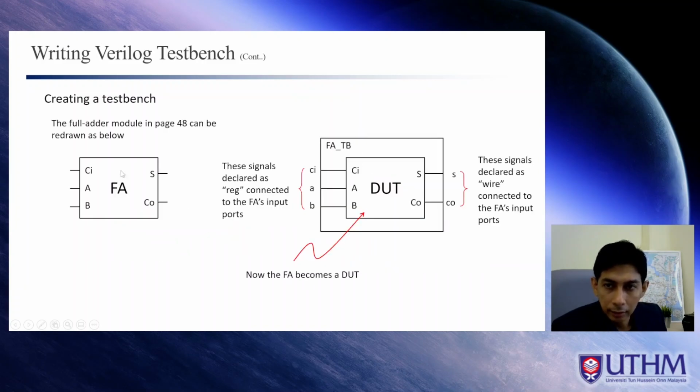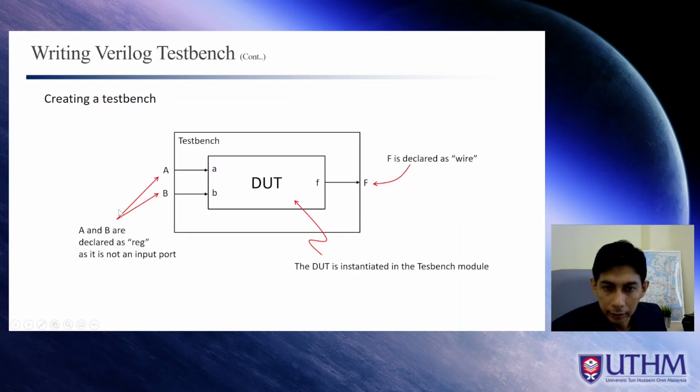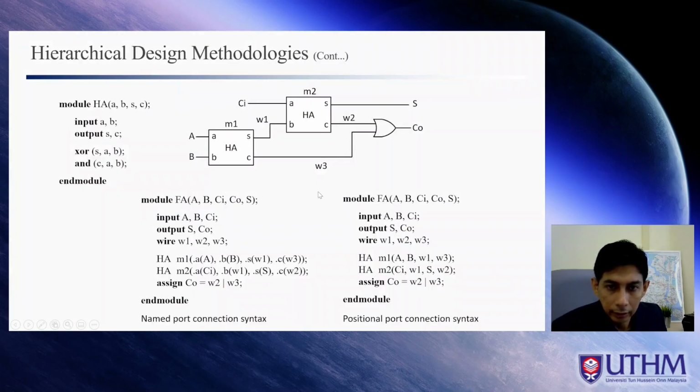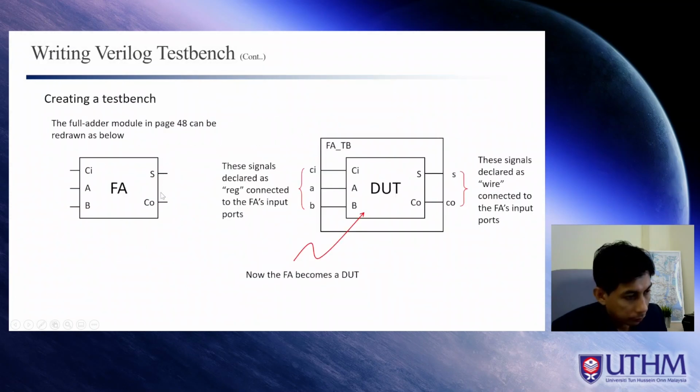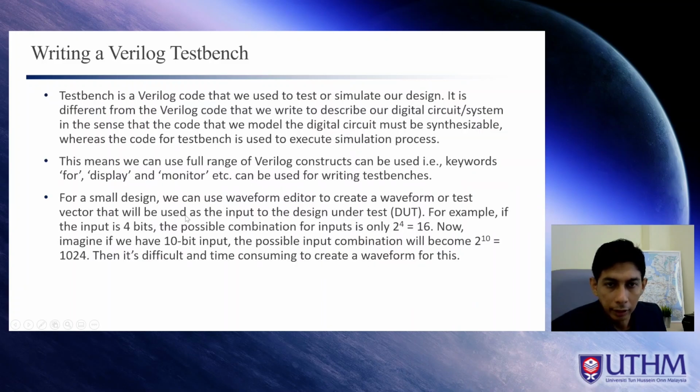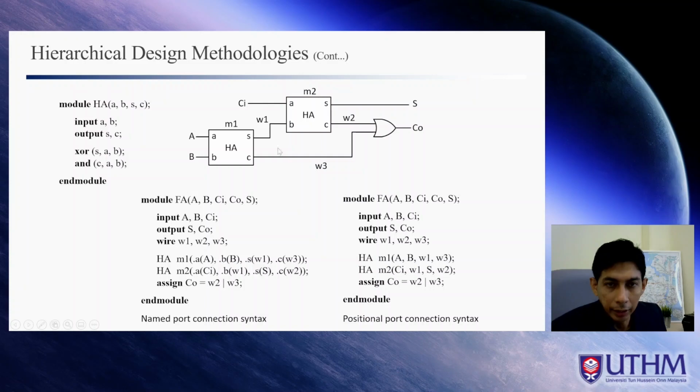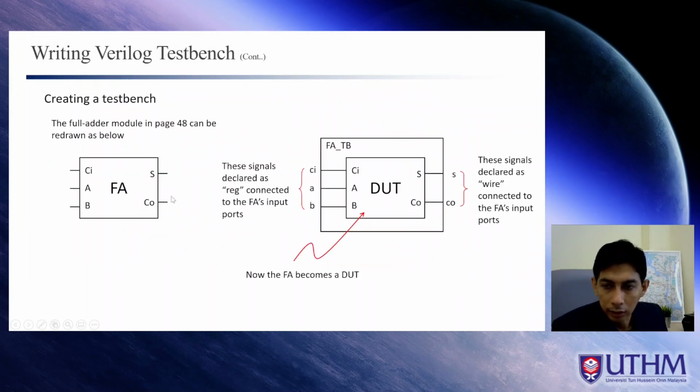So in our case, this is our full adder. We redraw it such that we have a full adder module with CI, A, B as inputs, and S and CO as outputs. This will be in the box.